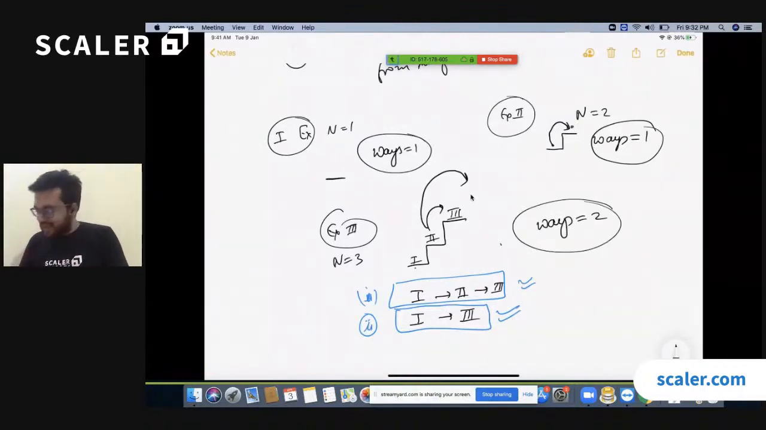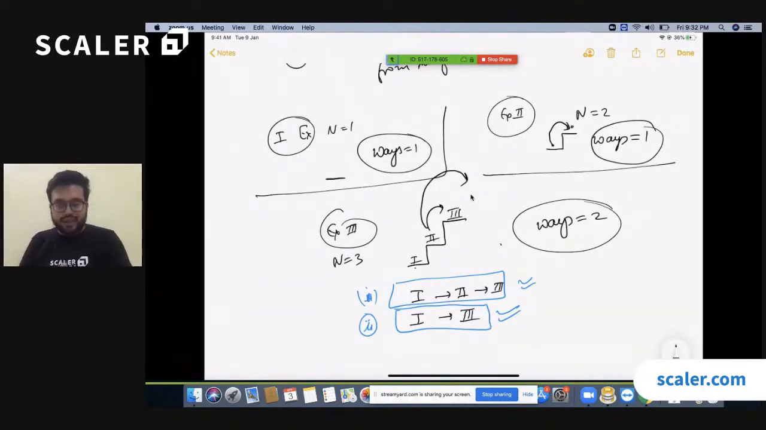We have seen 3 examples here: n equal to 1, n equal to 2, and n equal to 3. And we now know the number of ways that you have to reach your nth stair. Cool. We have understood the problem.